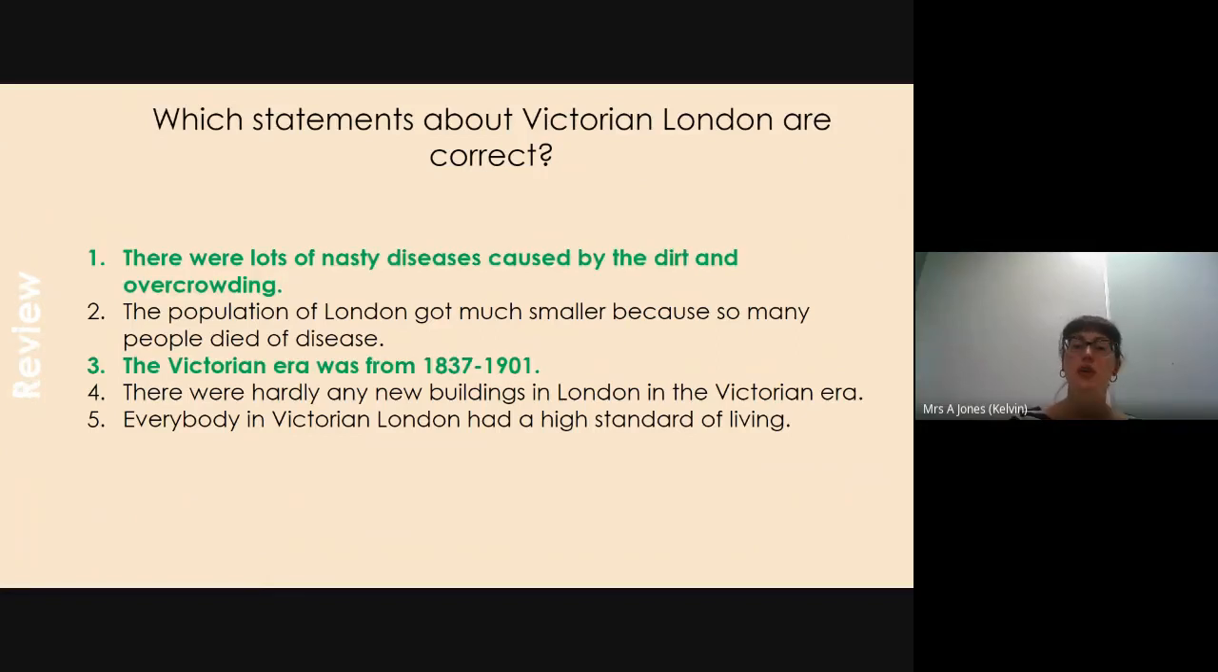Okay, well done to those of you who got this. It was number 1 and number 3. There were lots of nasty diseases caused by dirt and overcrowding, and the Victorian era was from 1837 to 1901. So well done to those of you who got those right.